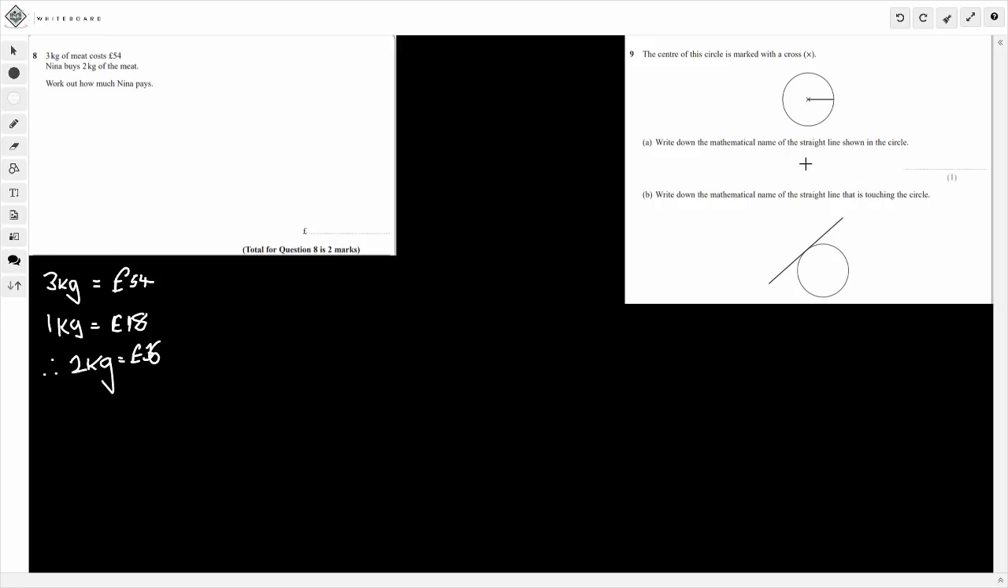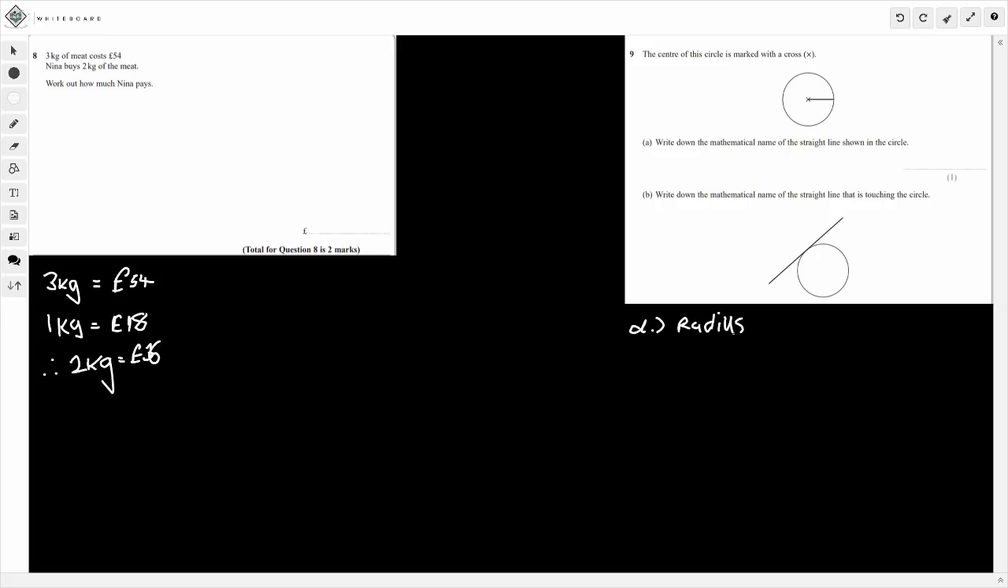Question 9 over here. We've got the centre of this circle, marked with a cross here, and we're given this line going to it from the circumference on the outside. So we have to just do, for 1 mark, the mathematical name of this straight line. So remember guys, this line here is the radius. Be careful not to get it confused with the diameter. The diameter goes all the way across. If it goes only from the halfway point of the circle, the centre, to just a point on the circumference, it's just the radius. So A is the radius.